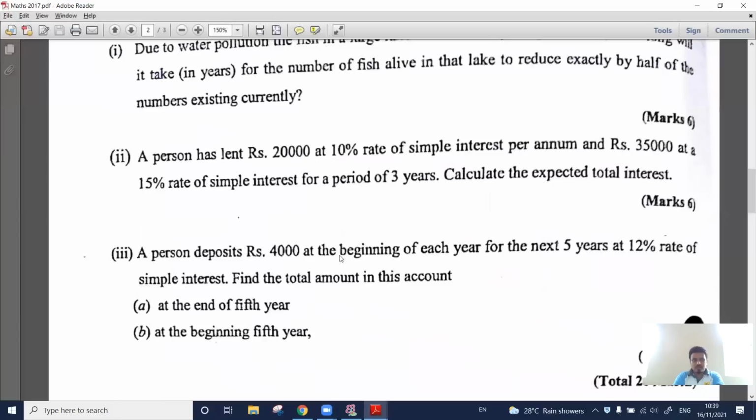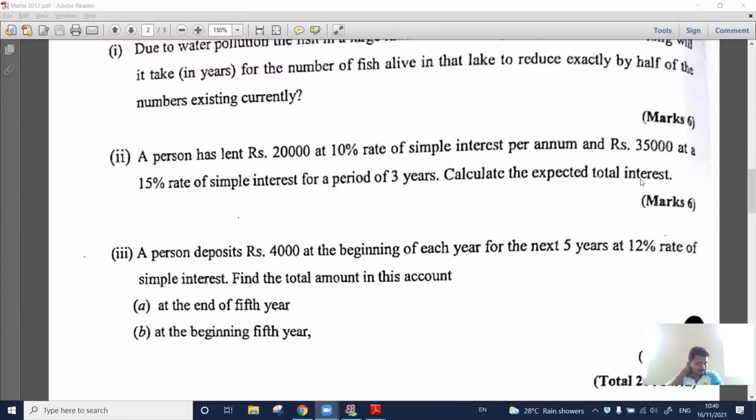Then we'll move to part 2. Right? Part 2. A person has lent 20,000 rupees at 10% rate of simple interest per annum and 35,000 rupees at 15% rate of simple interest for a period of 3 years. Two investments. 20,000 at 10% rate of simple interest and 35,000 at 15% rate of simple interest for 3 years. Calculate the expected total interest.